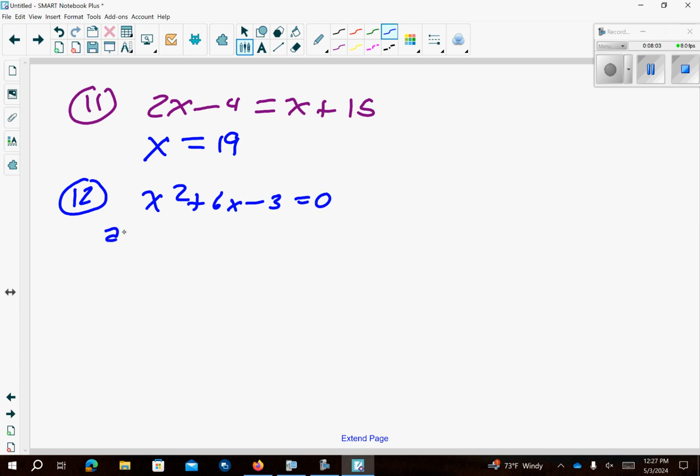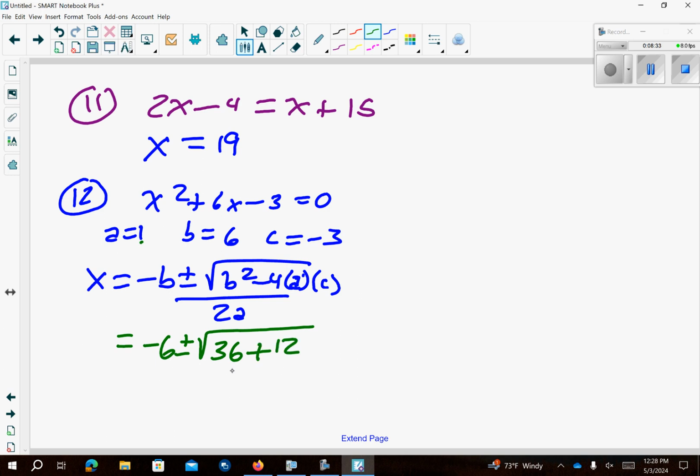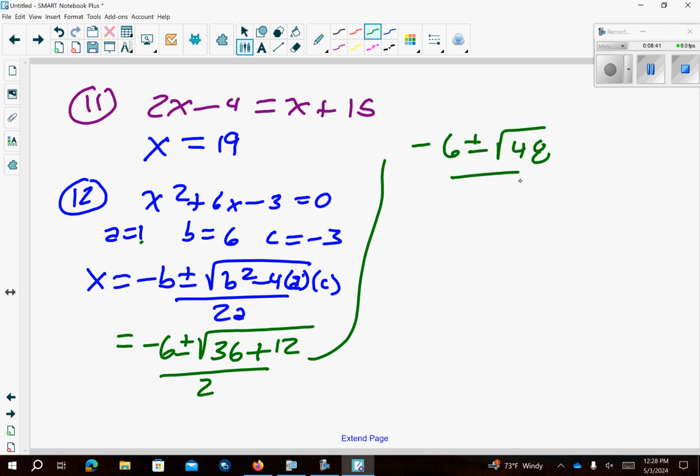This will not factor, so my a value is 1, my b value is 6, my c value is negative 3. Quadratic formula: x equals negative b plus or minus square root of b squared minus 4ac, divided by 2a. So let's plug in what we know. x equals negative 6 plus or minus 6 squared is 36, minus 4 times 1 is negative 4. Negative 4 times negative 3 is positive 12, over 2 times 1. So that's going to give me negative 6 plus or minus square root 48 over 2.